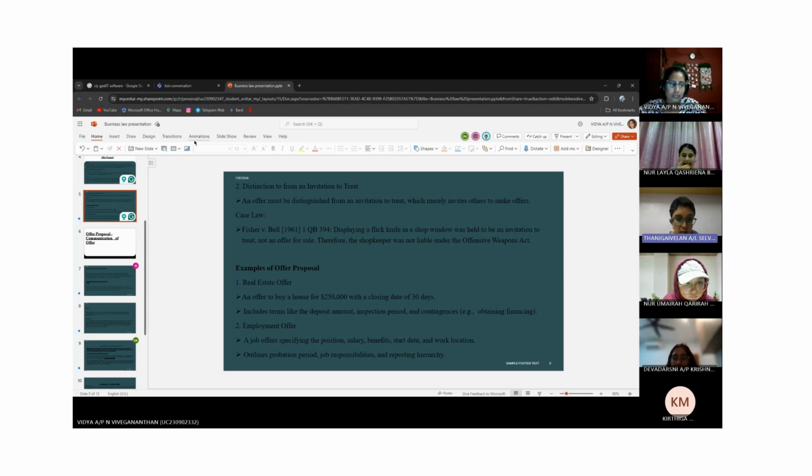The second one is employment offer. A job offer specifying the position, salary, benefits, start date, and the work location. Then it outlines probation period, job responsibility, and reporting hierarchy.